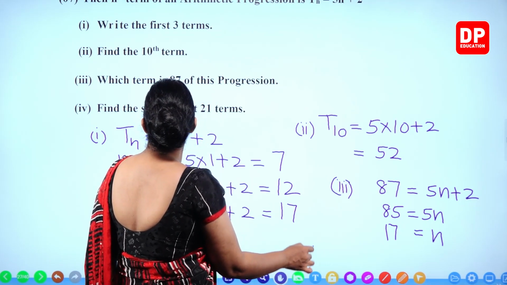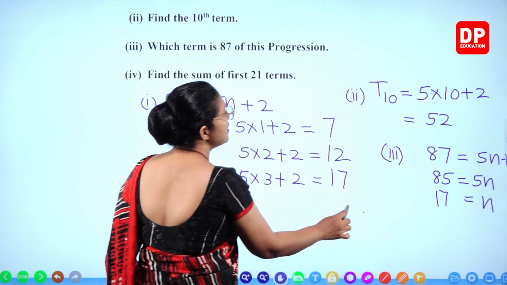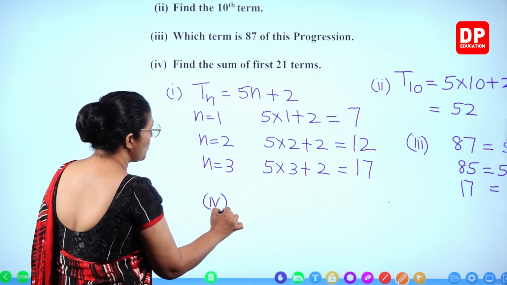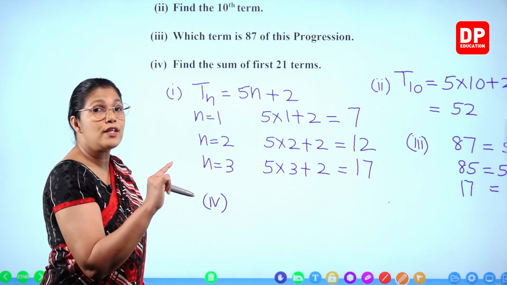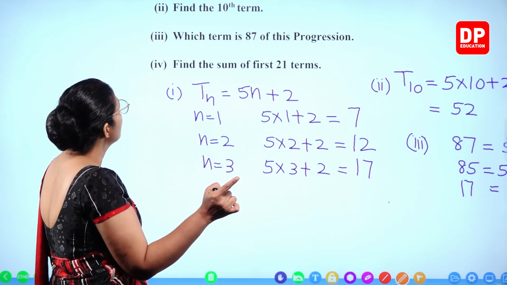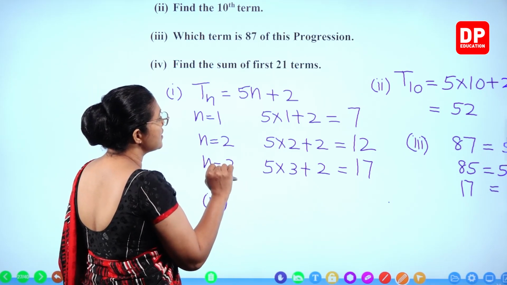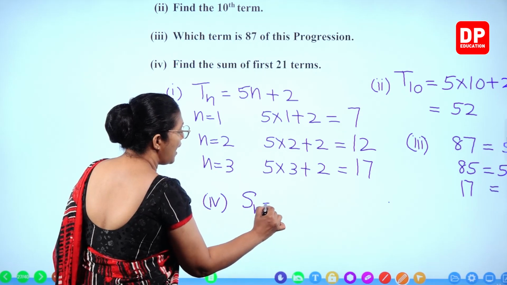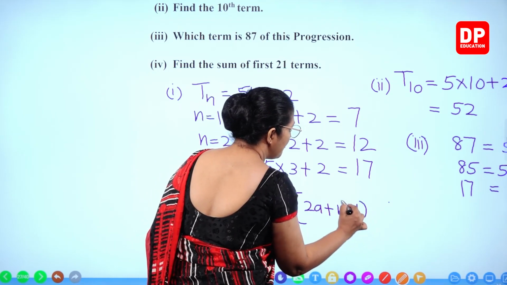Then the fourth part, find the sum of the first 21 terms. So either you can find the 21st term first and then use the sum formula with the first term plus the last term, or you can use the first term and the common difference. So let's take the first term and the common difference. So the sum is n over 2 times 2a plus (n minus 1)d.